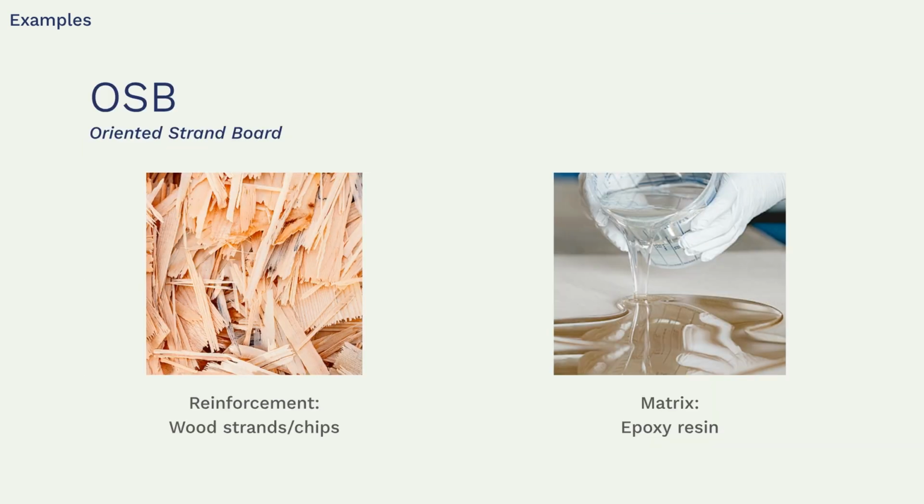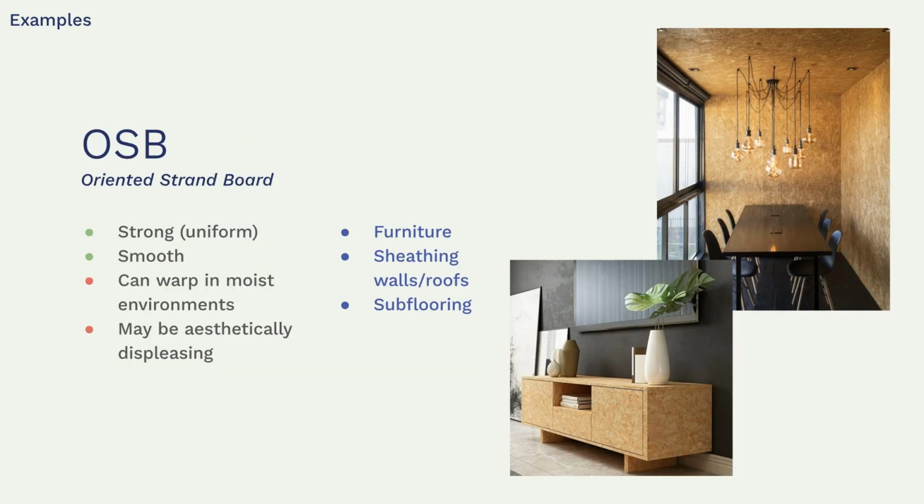OSB, or oriented strand board, is made from wood strands or wood chips. And just like all of the composite materials that we've seen so far, it also uses resin as its matrix. OSB is uniformly strong and smooth. However, it can warp in moist environments and may be aesthetically displeasing to some. It is similar to MDF in a sense that it's a cheaper replacement for plywood, and that's why it's used in furniture as well. However, its greater strength means it's used in more structural applications, such as sheathing walls or roofs, or even subflooring.